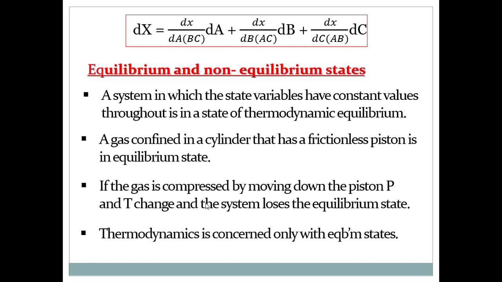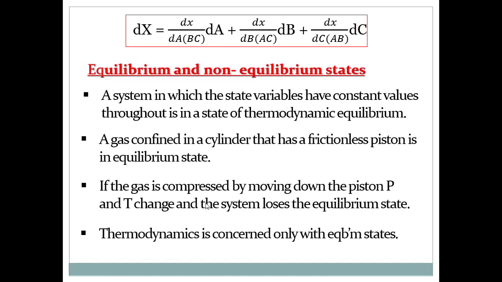Let's look at equilibrium and non-equilibrium states. A system in which the state variables have constant values throughout is in a state of thermodynamic equilibrium. So, what is thermodynamic equilibrium? This is when a system in which the state variables have constant values. So, that will be a system in a state of thermodynamic equilibrium.